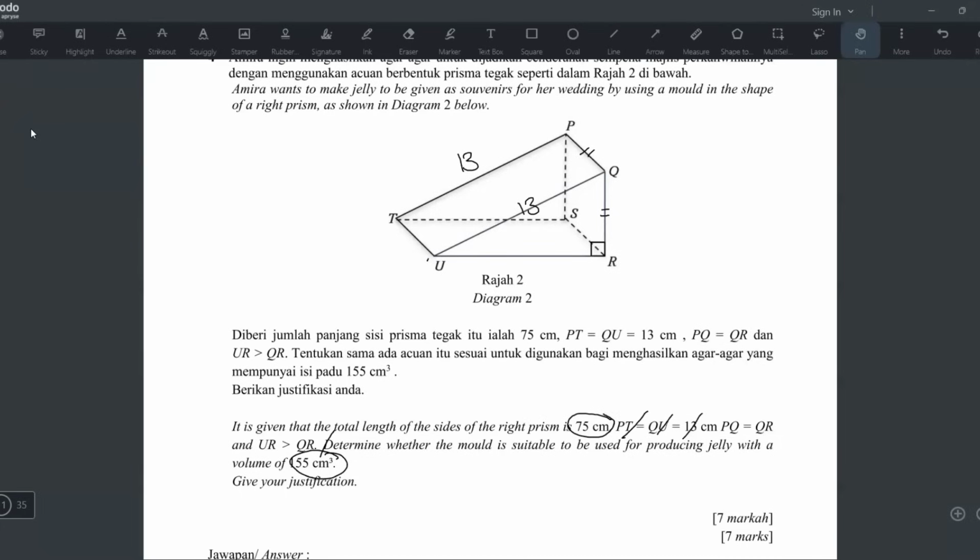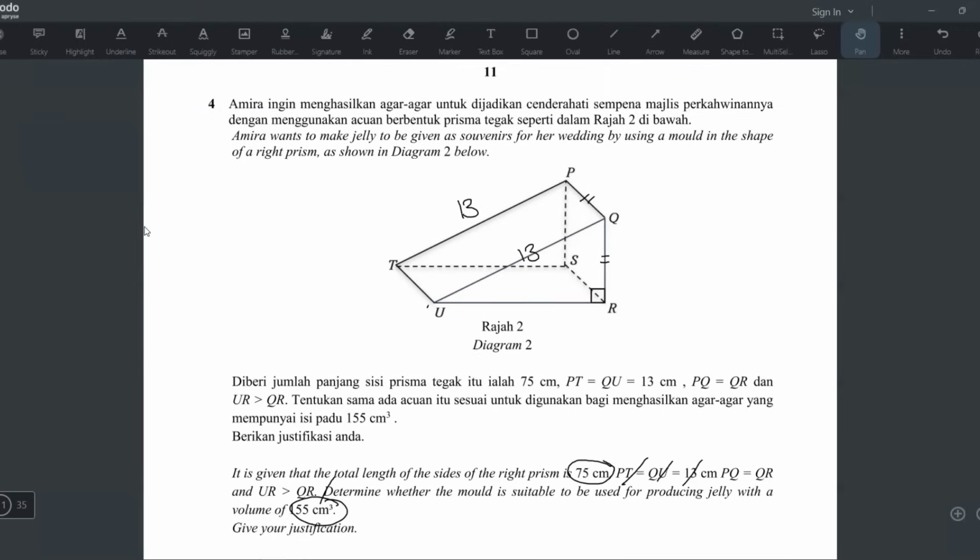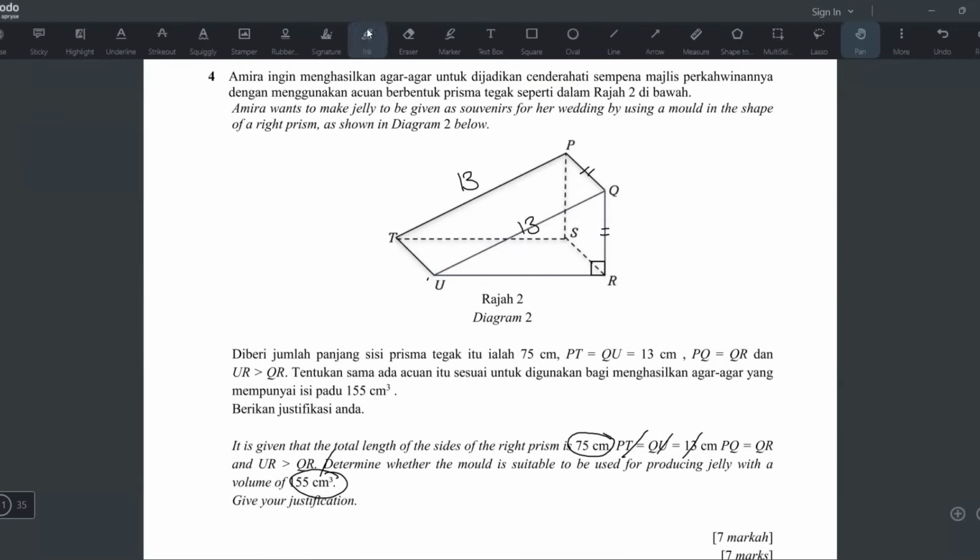I think it's simultaneous, guys. Yeah, I think you have to form equations and then do simultaneous equations. Okay, all right, let's form the first equation. The first equation will be this one lah.